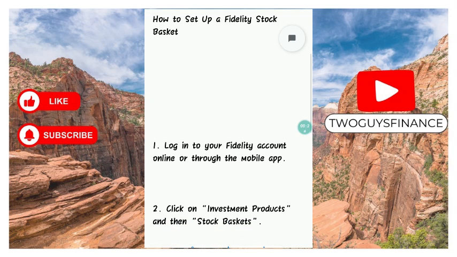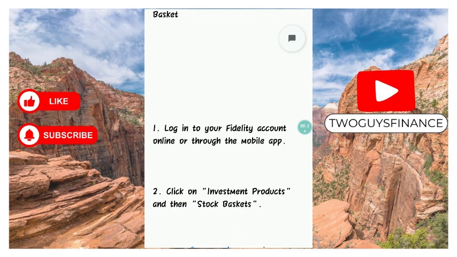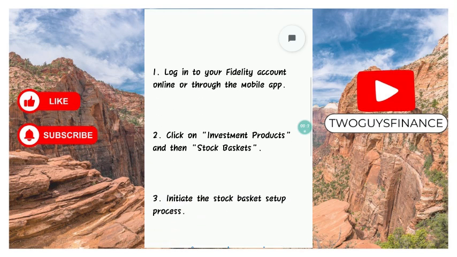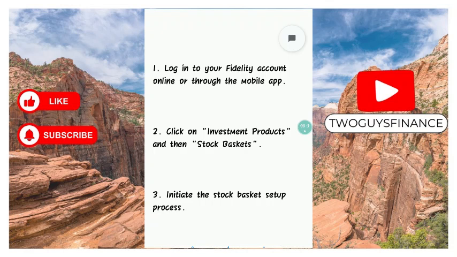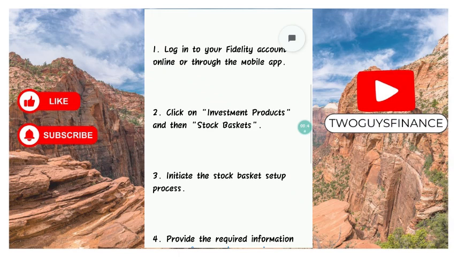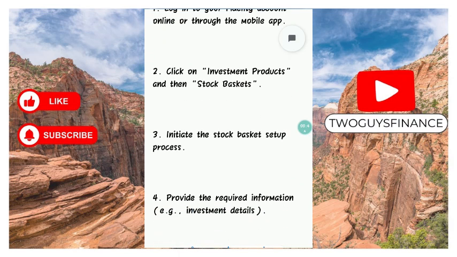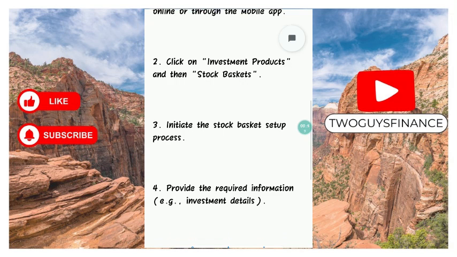Now the first thing you're gonna do is to log into your Fidelity account. You can log in online on the website, or you can log in on the mobile app on your mobile device. Now once you're logged into your account, just click on the investment products tab, and then you're gonna select stock baskets. Now there it's going to initiate the stock basket setup process, where you're going to need to provide the required information. Of course, one of that information is the investment details.